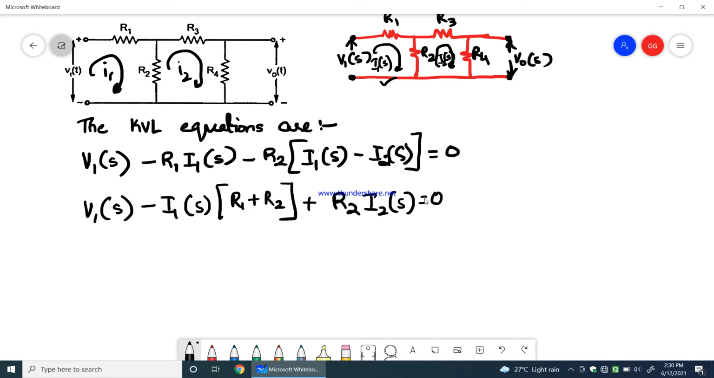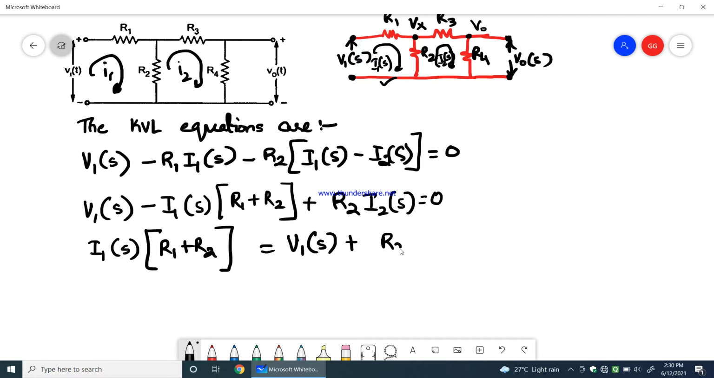Therefore I1 of S into R1 plus R2 equals V1 of S plus R2 into I2 of S. Here I take I1 of S, because after V1 of S the next response is I1 of S, and then the next response is the voltage Vx. At this particular point it is V out of S only, therefore I need not mention that node. There will be a different voltage drop at this other node, so I'll take that as Vx.